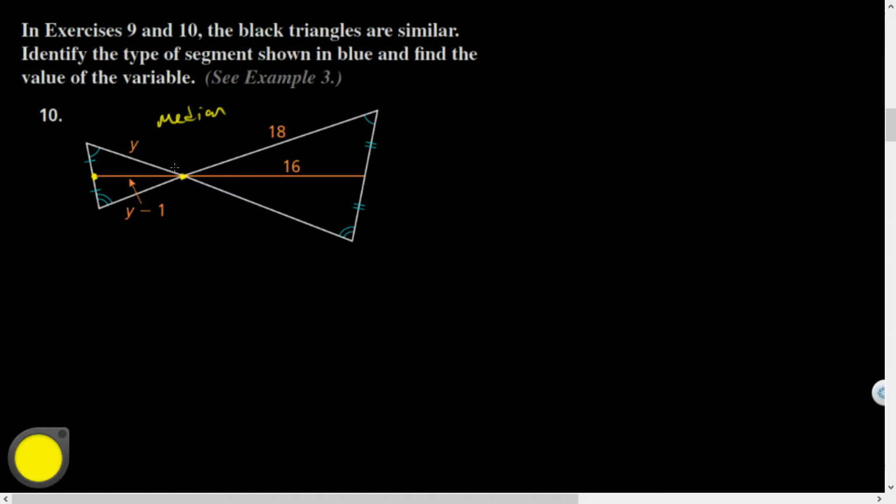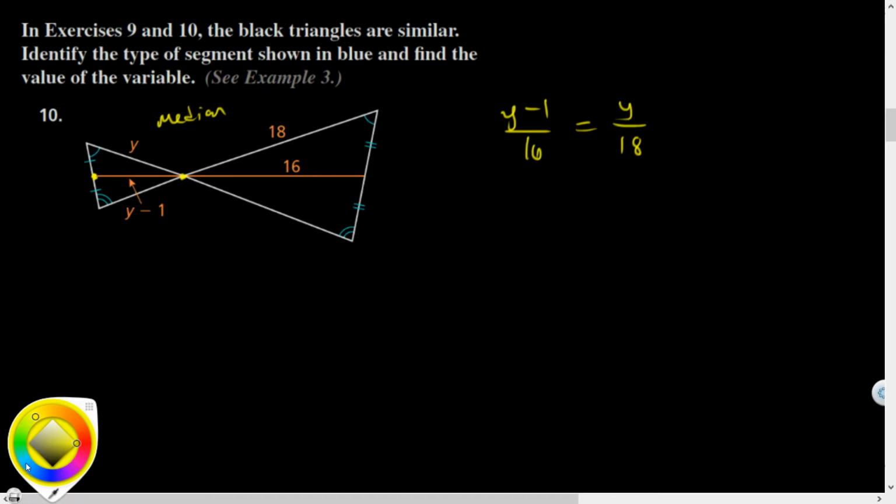It turns out if two triangles or polygons are similar, not only are their corresponding sides proportional, but all other linear dimensions will be proportional as well. So I could set up a proportion. I could say y minus 1 over 16, right? This median over median should equal this side over this side, which equals y over 18.